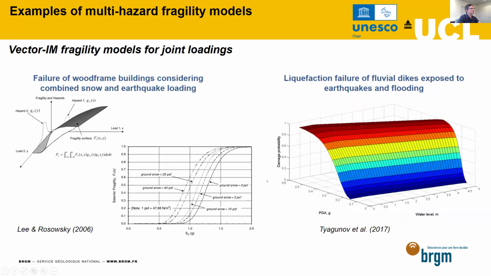The second possible formulation for multi-hazard fragility models is through the use of vector intensity measure fragility models, when you have joint loadings. I like this first example a lot because I think it was one of the first papers that used the fragility surface to tackle multiple hazard risk. It was by Lee and Rosowsky, on the failure of wood frame buildings with combined snow and earthquake loading. Here is also an example of dike failure exposed to earthquake and flooding.